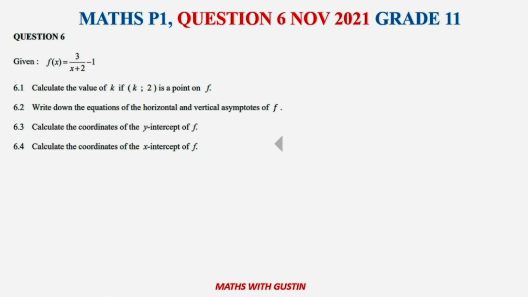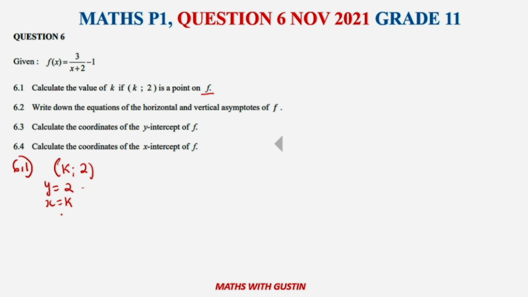All right, so now let's have a look at 6.1. It says, calculate the value of k if k is such that it's a point on f. So basically what they're saying to us is, when y is equal to 2, what is k? So x in this case is equal to k, so we need to substitute it into our equation and find out what the value of x will be.